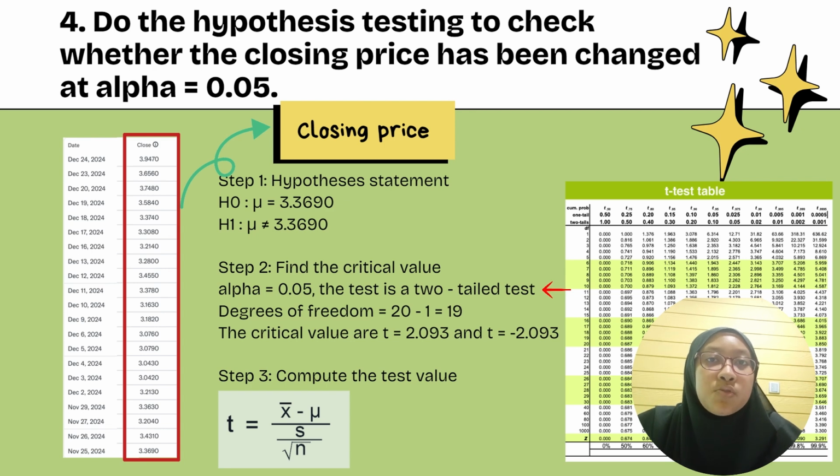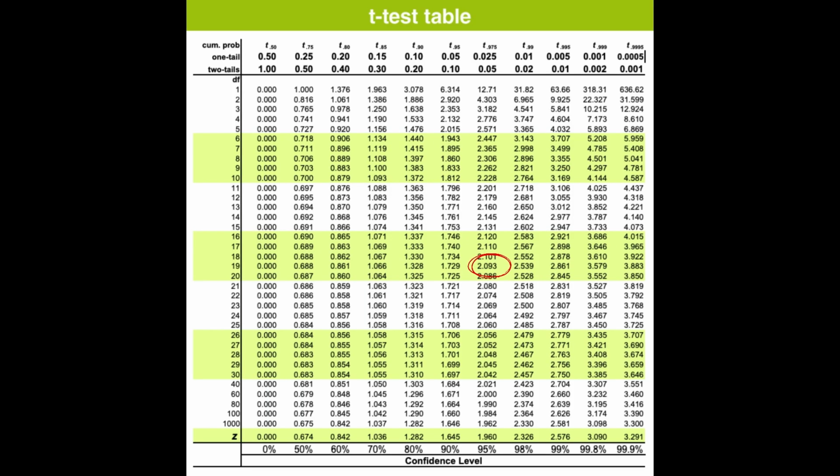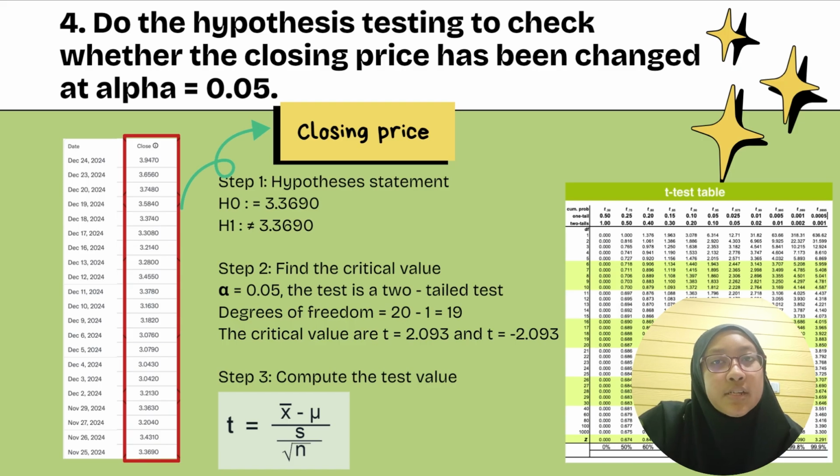So the test is a two-tailed test, and the degree of freedom is 90. So the critical values are t equal to 2.093 and negative 2.093. We can find the critical value in the t-test table. Okay, after that we compute the test value using the given formula.